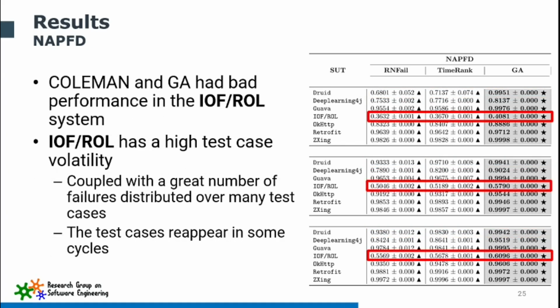COLEMAN and GA obtained the worst NAPFD values in the IOF ROL system. This system encompasses a high test case volatility coupled with a great number of failures distributed over many test cases.